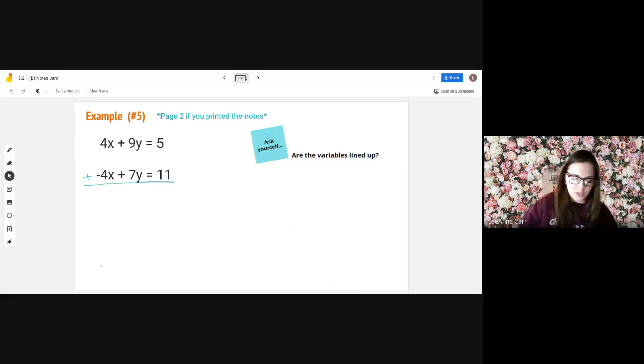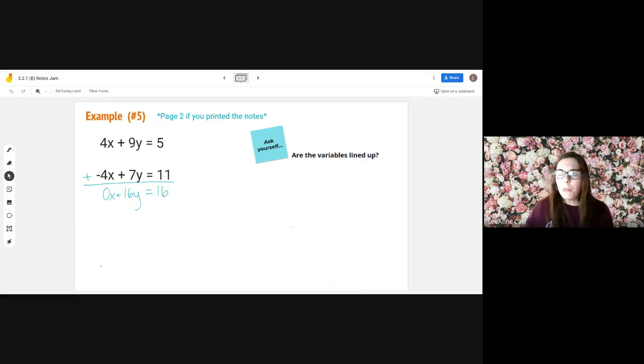So we're going to start from the right. In that first column, 5 plus 11 is going to give me 16. Then we add, our equal signs stay in the same place. Now we're on to that next column. 9y plus 7y is going to give me 16y. And then 4x plus negative 4x. This is going to seem a little bit weird at first, but it's actually what we want. This gives us 0x.